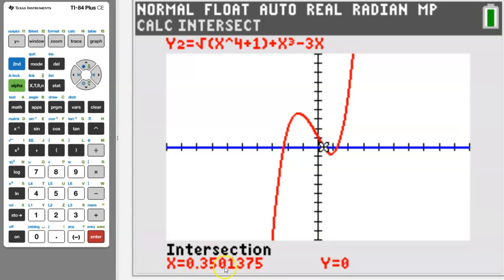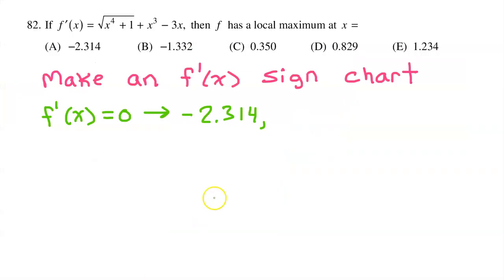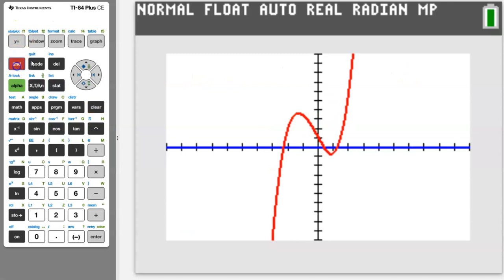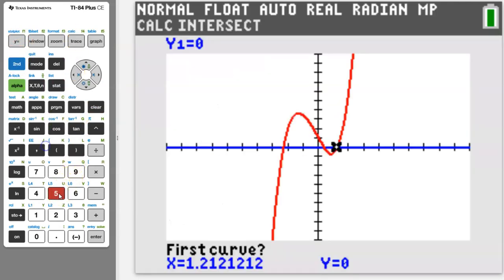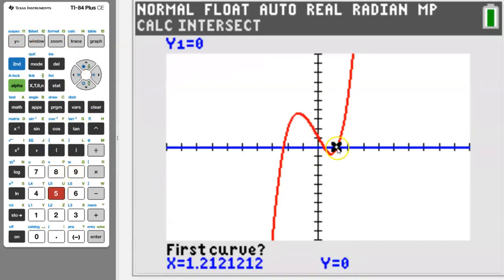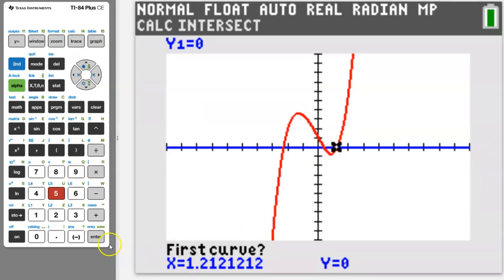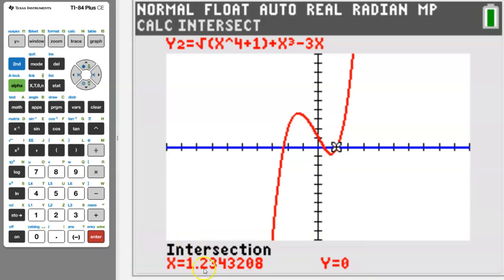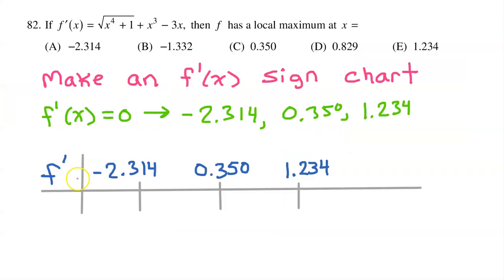So 0.350. Write it down. One more. Second trace, intersect. Slide over to the third point of intersection and hit enter, enter, enter. 1.234. So here we go. We are making this sign chart. Let's take all of the values at which f prime equals 0 and put those on the number line.